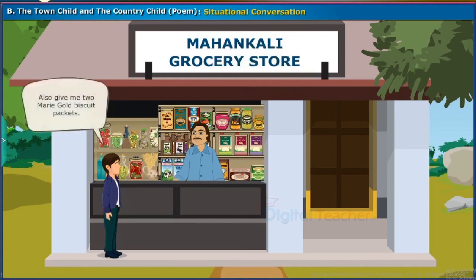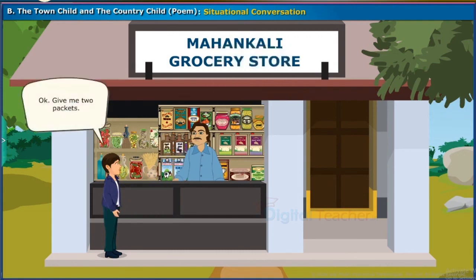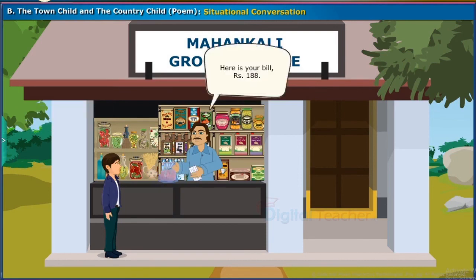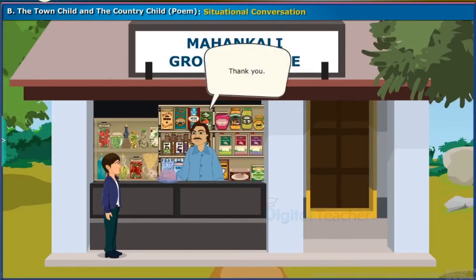Okay. Also give me 2 marigold biscuit packets. Sorry, marigold biscuits are out of stock. Can I give you good day biscuits? Okay, give me 2 packets. Here is your bill, rupees 188. Here is the amount. Thank you.